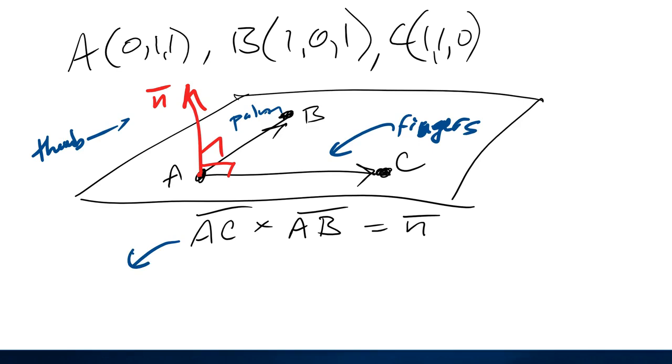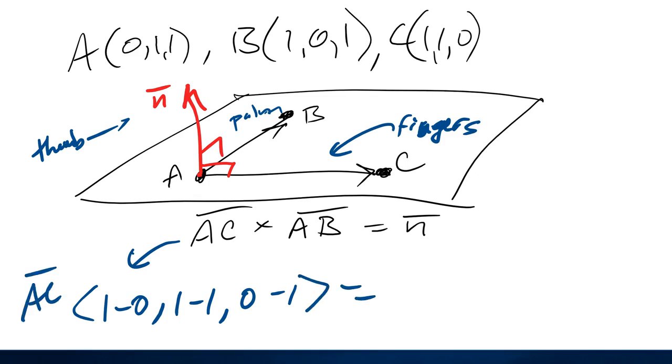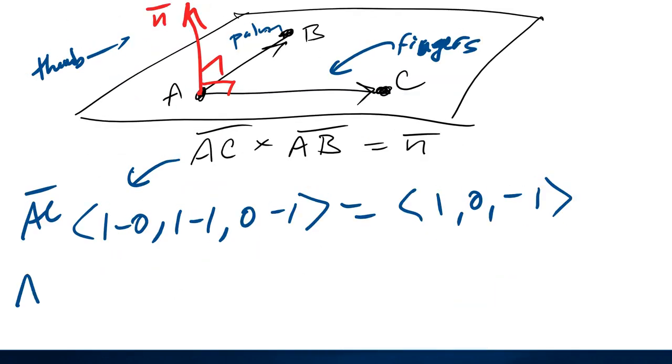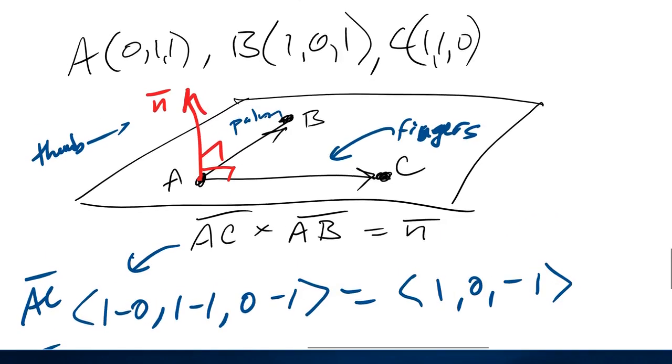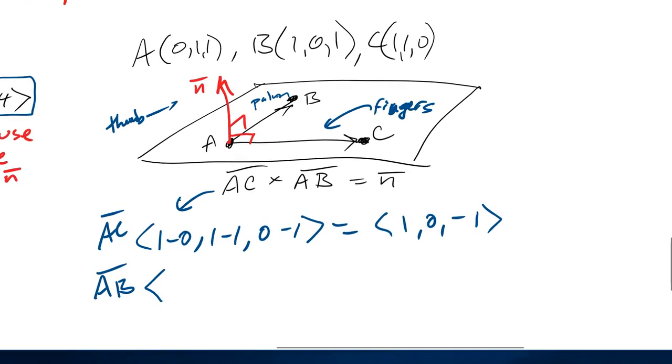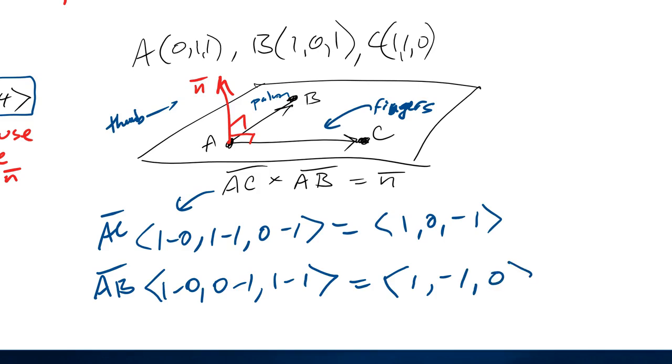All right, so let's find AC. I'm subtracting the x's, subtracting the y's, and subtracting the z's. So AC is 1, 0, negative 1. And then AB, subtracting the x, y, and z, gives me 1 minus 0, 0 minus 1, and 1 minus 1. And this gives me 1, negative 1, 0.